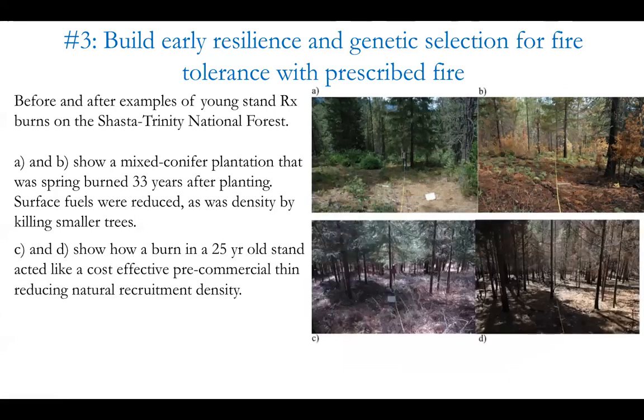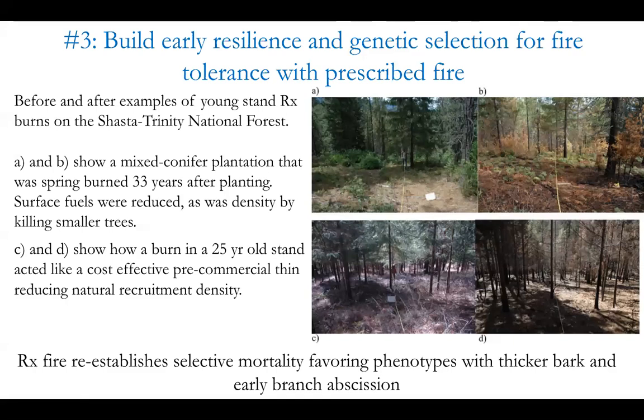Here's another example following a 25-year-old plantation that was burned. That did actually kill some more trees than in the example above, but we think that this acted like a cost-effective pre-commercial thin that reduced that natural recruitment density. Again, if the goal from a pre-commercial thin is to actually get some sort of value out of the smaller diameter trees, then this might not be desirable. But if cost is the main driver and it's more effective to do a prescribed burn through this landscape than to get machines in there, this is, I think, an option that should be on the table.